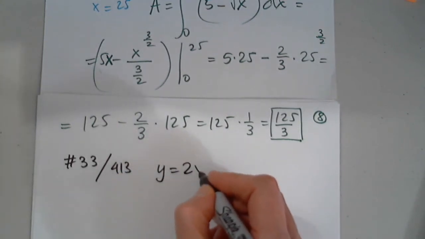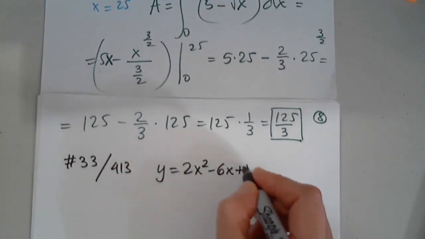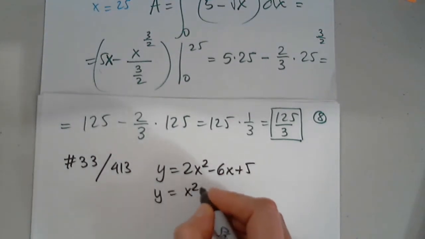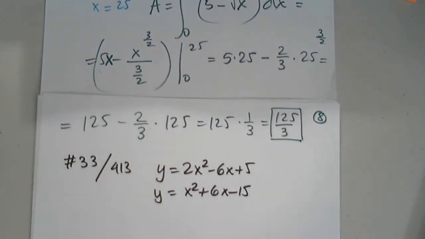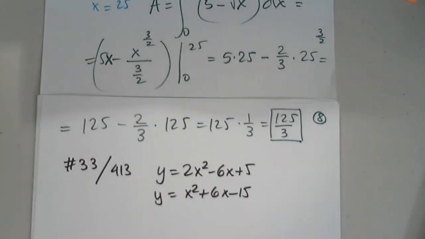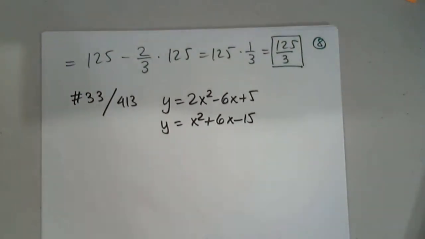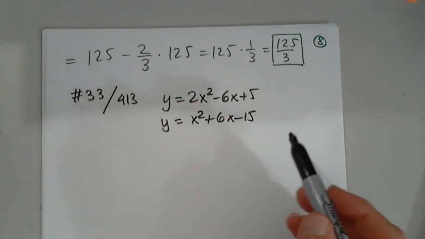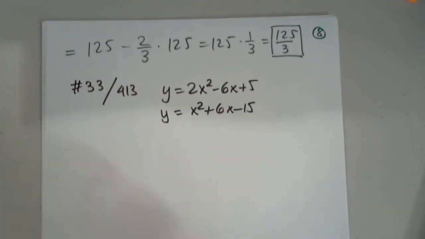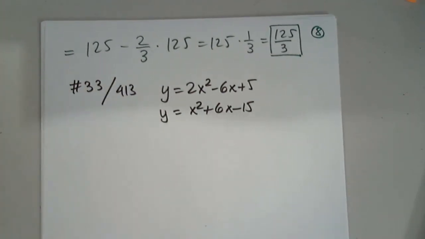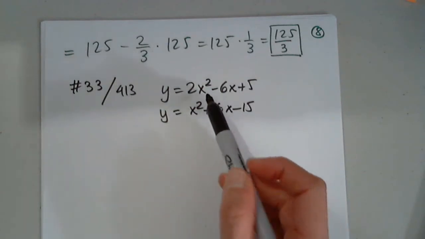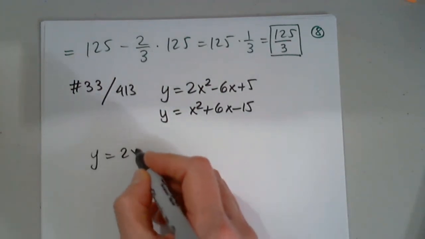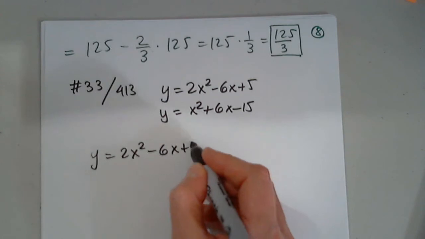So y equals 2x squared minus 6x plus 5, and y equals x squared plus 6x minus 15. Of course, this is a different story because these are both quadratic functions, and I have a big theory on graphing those, right? It's going to be a plug and chug. Okay, so let's start with the first one. So y equals 2x squared minus 6x plus 5.